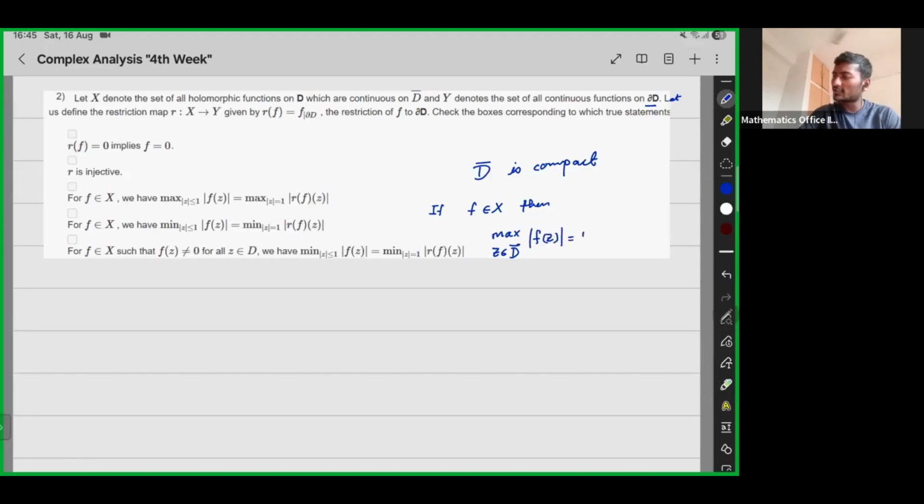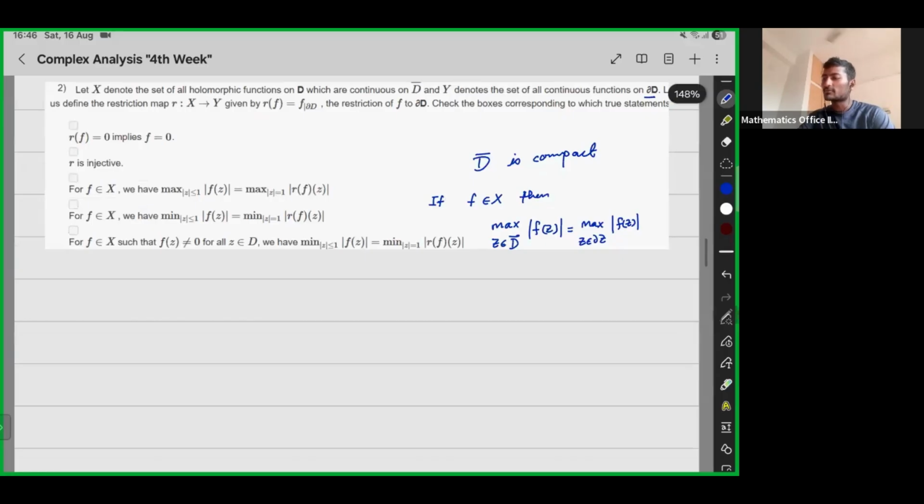This is equal to the maximum over z belonging to ∂D. Again I am writing max because ∂D is the boundary of D, and that is a closed subset, and a closed subset of a compact set is again compact. So whatever the maximum of f of z will be, it will take a value inside that set. Okay, fine. This is the result we are going to use.